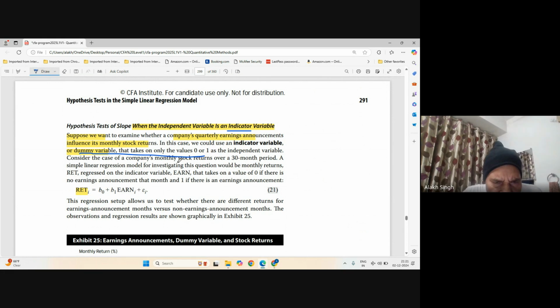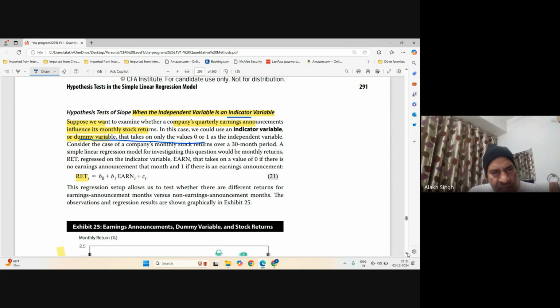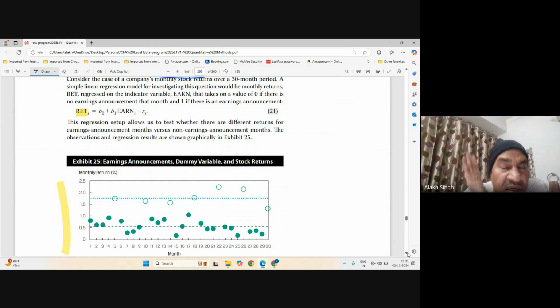So consider the case of a company's monthly stock return over a 30-month period. A simple linear regression model for investigating this question would be monthly returns, that is return i, regressed on an indicator variable earn i. It takes the value 0 if there is no earnings announcement that month and 1 if there is an earnings announcement. So it is the same question that we discussed earlier. So one is announcement and non-announcement. Okay, this regression steps.